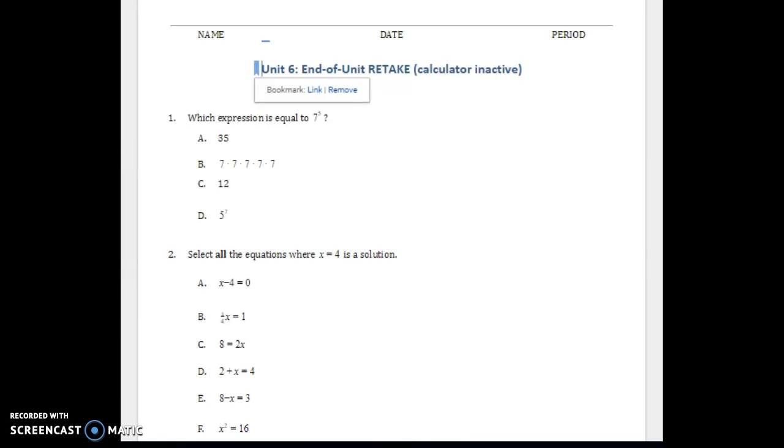Unit 6 End of Unit Retake. Calculator inactive. Question 1. Which expression is equal to 7 raised to the 5th power? A. 35. B. 7 times 7 times 7 times 7 times 7. C. 12. D. 5 to the 7th power.